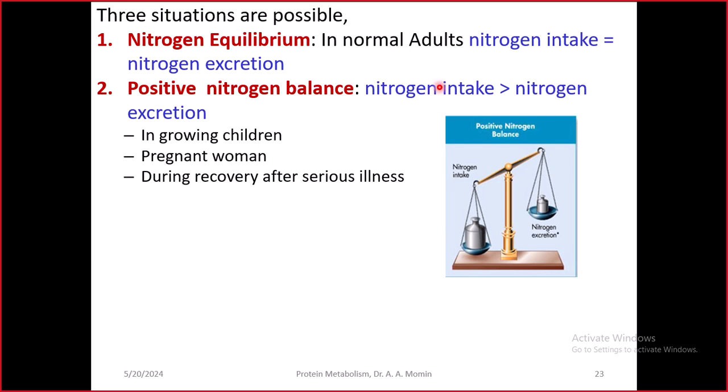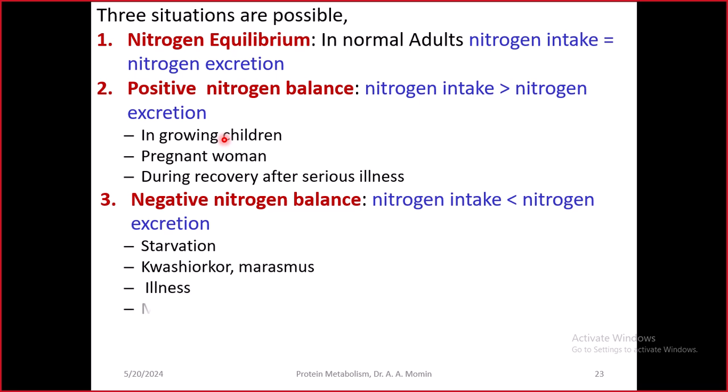In this condition, as you can see, the nitrogen intake is more than the nitrogen excretion, because in growing children, the protein requirement increases because of the increased cell proliferation, cell formation, cell division, the tissue development. The protein requirement is more. In pregnant woman, obvious, the fetus is growing, so protein requirement is higher. During serious illness, there is already protein damage. So during recovery, the protein intake increases more than the excretion.